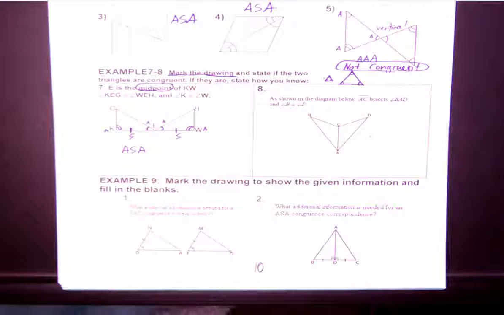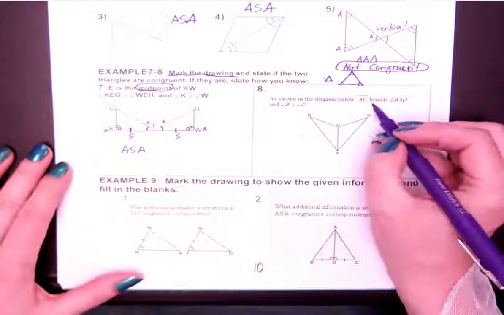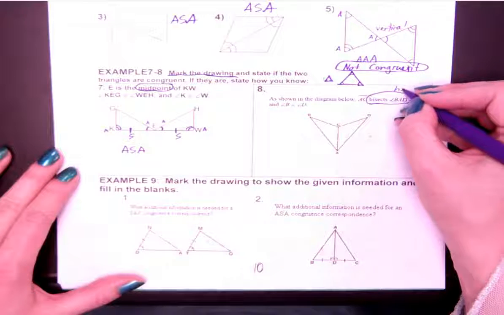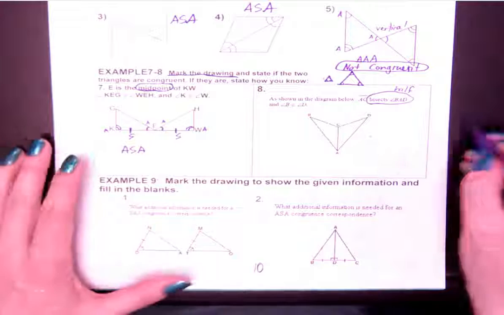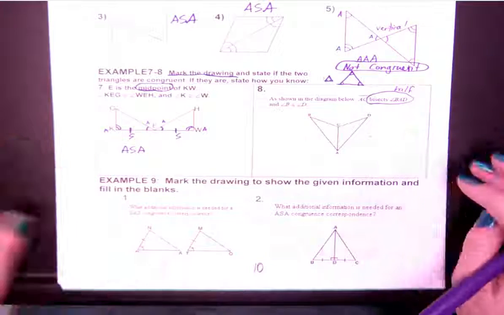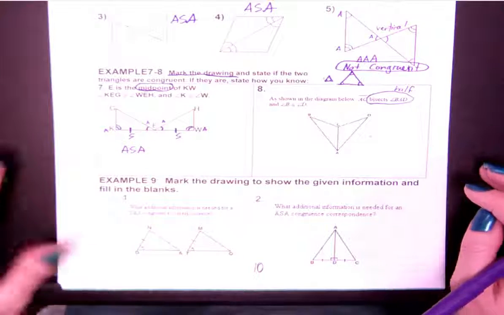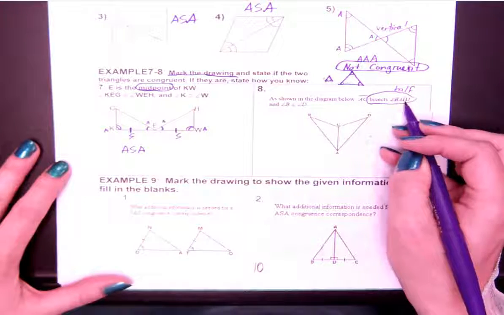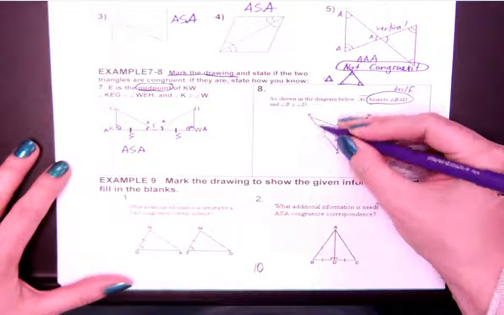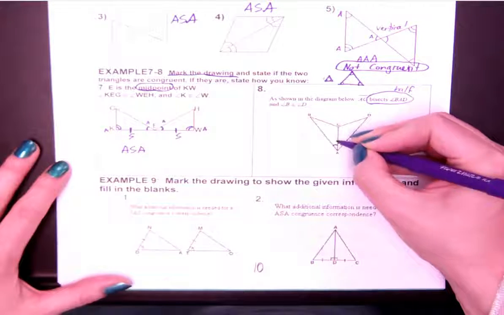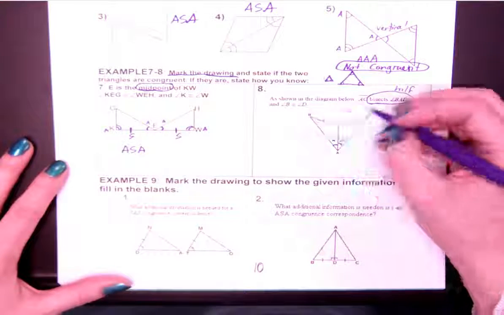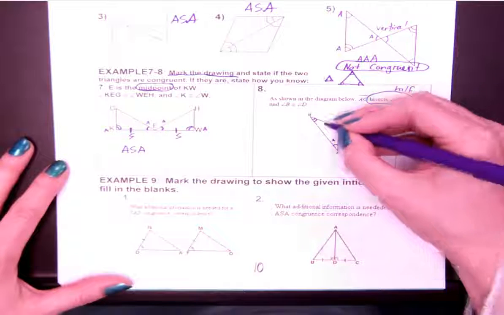On problem 8, what does the word bisects mean? Yeah, and so again, I'm going to mark the two halves equal. So if it bisects angle BAD, that means that I come to angle BAD and mark the two halves congruent. So I have an angle there. And angle B is congruent to angle D, so I'll mark those congruent also.